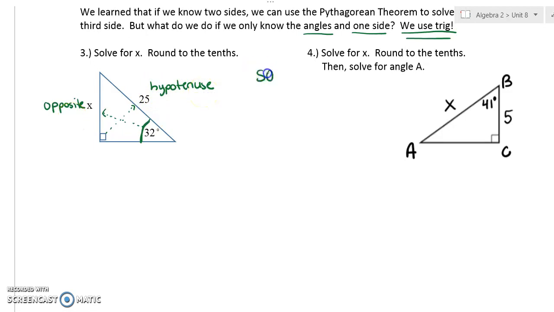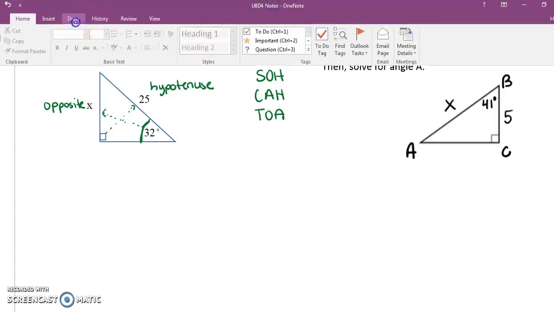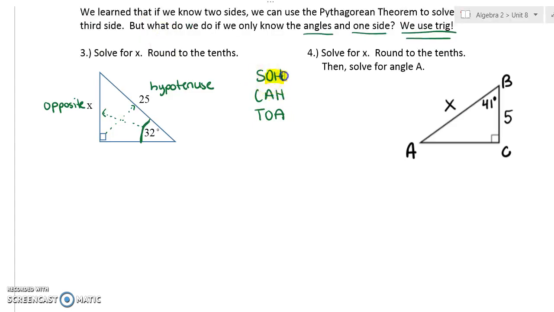Well, we have SOHCAHTOA. The one that has the opposite and the hypotenuse, the O and the H, is sine. So we're going to be using our sine function. Here's how we write it. Sine of the angle, which is 32 degrees, equals the fraction, opposite side first, x, divided by hypotenuse, which is 25.